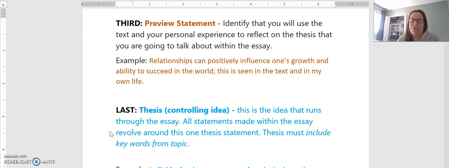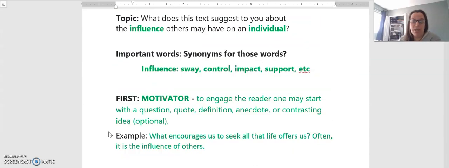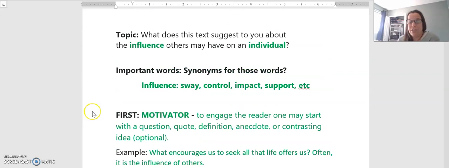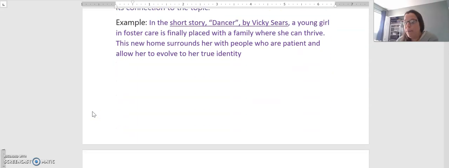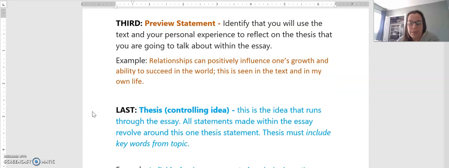Your last sentence, your most important sentence in an essay, is your thesis. Essentially, this is the idea or your answer or what you're going to be proving or arguing that is going to be answering that topic question. So let's go back up and look at that topic question. What does this text suggest to you about the influence others may have on an individual? So I need to be answering about what is the effect of influences on individuals, and what am I going to be using to prove my point?